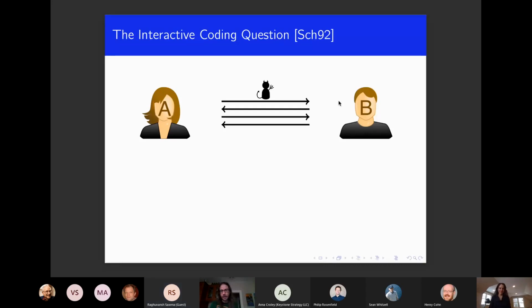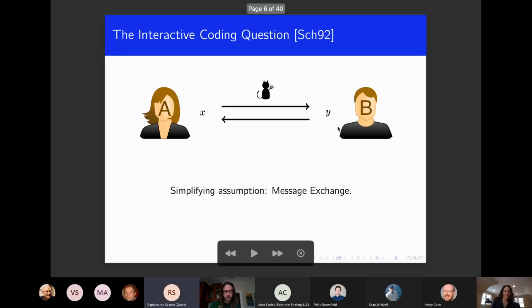Okay, good question. So like I said, I will ignore many details that are there in interactive settings. I will just focus on the simple message exchange task where Alice has an input X, let's say this is n bits, and Bob has another input Y, let's say this is also n bits. And they want to know each other's inputs. So Alice wants to know Y and Bob wants to know X.